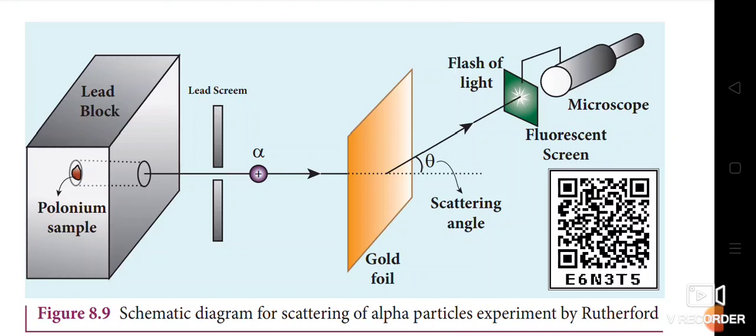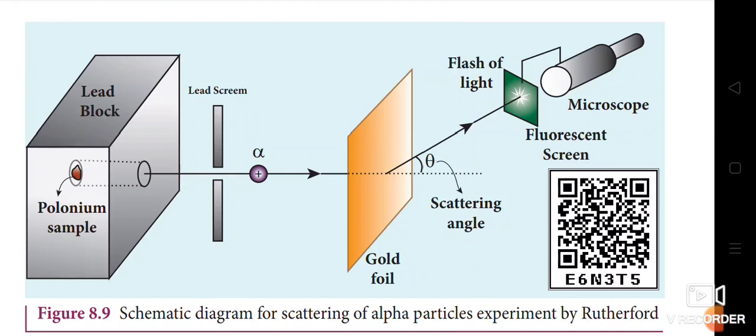So this is the simple experimental arrangement of the Rutherford alpha particle scattering. A fine pencil of alpha particles was obtained from a radioactive material like radon or polonium, which is placed inside a lead box with a narrow opening, as shown in figure 8.9. The alpha particles are emitted from the source in all possible directions, but only a narrow beam emerges from the lead box. The remaining alpha particles are absorbed in the lead box itself.